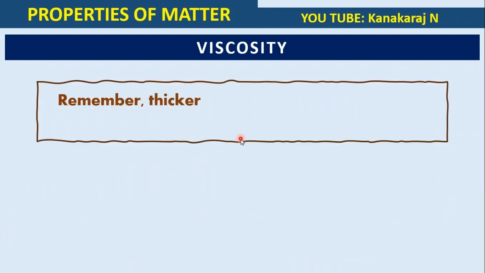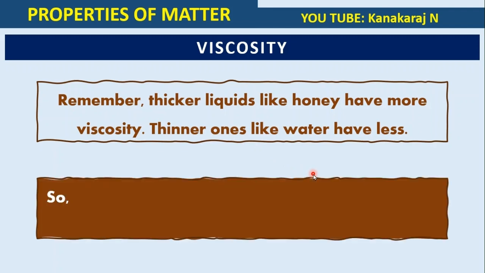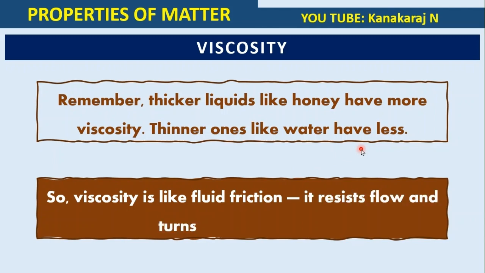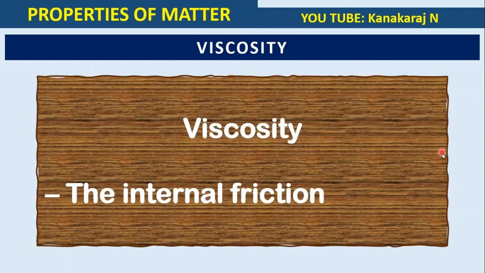Remember, thicker liquids like honey have more viscosity, thinner ones like water have less viscosity. So, viscosity is like fluid friction. It resists flow and turns motion into heat. Viscosity, the internal friction of fluids.